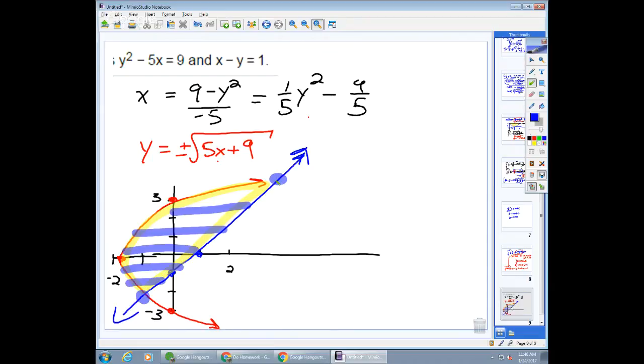So one way to come about this right here would be to integrate from this y value to this y value with the blue function minus the red function. Okay, so that's one way to do it. Other way is to think vertically. If we do it vertically, is there always a function on top, or do they switch?